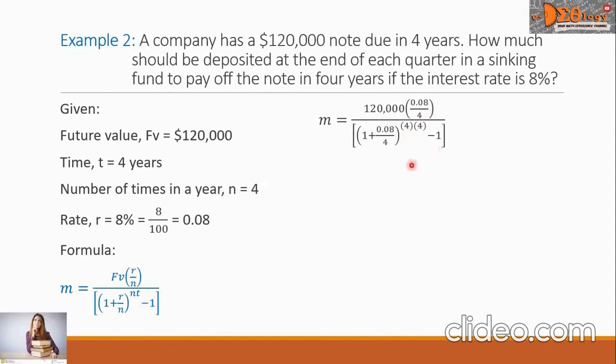Let us simplify further, first by getting the quotient of our fraction. 0.08 over 4, that will be 0.02. The same decimal will come down here. For our next step, we will multiply this decimal with 120,000, so we will get 2,400.